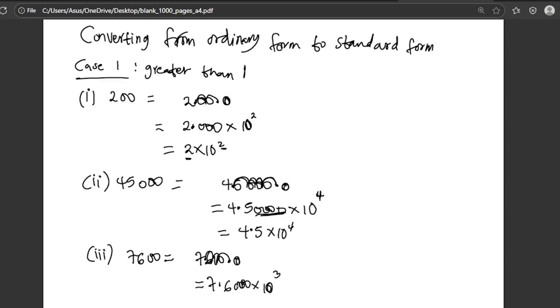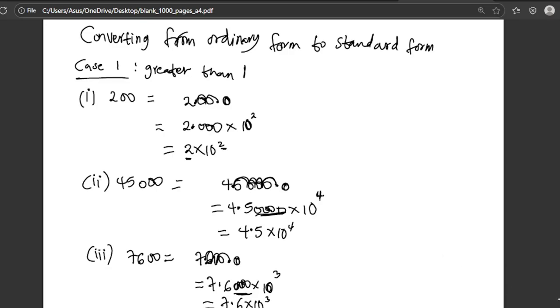Why is it positive? Because the original number converted, 7600, is greater than 1. If it's greater than 1, the power of 10 will be positive. That's 7.6 times 10 to the power 3. We said that these zeros are not significant, so you can omit them. We have 7.6 times 10 to the power 3. And this is how we convert from ordinary to standard form for the first case.